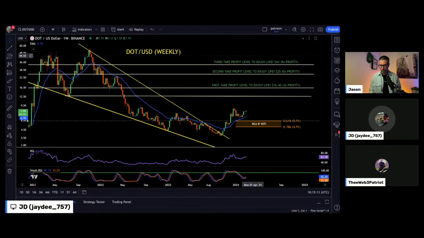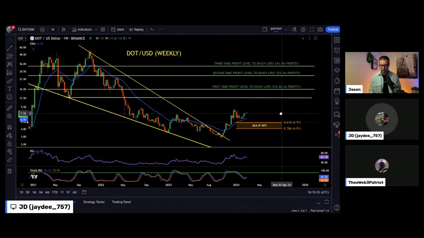But these are my current take profit levels. So basically, I'll take maybe 10% profit here, maybe 20% profit here, maybe 20% profit here. And once the oscillators are overbought at extreme greed, that's when I start taking massive profits, regardless of the top, because we do gotta take profits to enjoy life, right? So this is what I see.